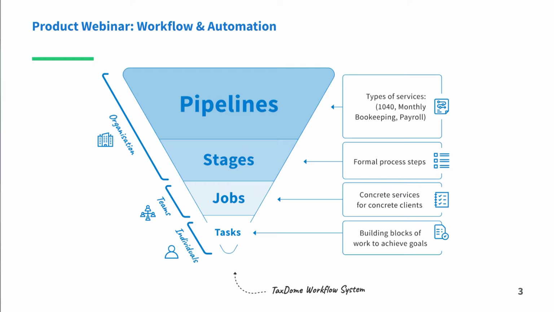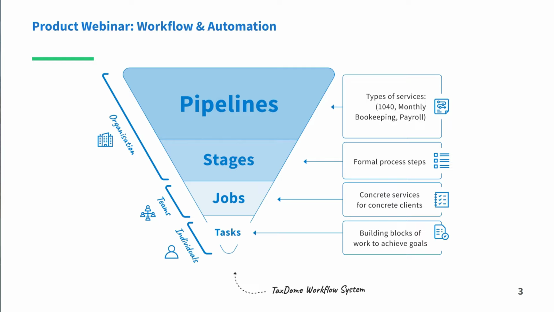So let's get into our jobs, tasks, and pipelines. We'll start with a high-level view, then dig into each one of these. What you see here is the TaxDome workflow system. It starts at the top, creating your pipeline. These are the processes you need to complete. This is what you were hired for and are getting paid to do.